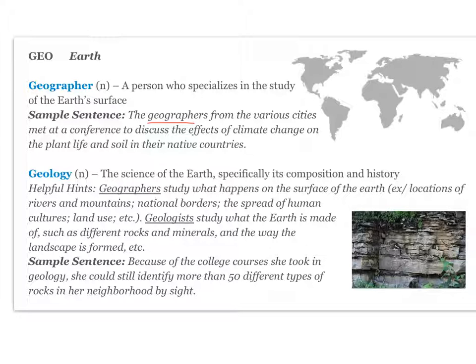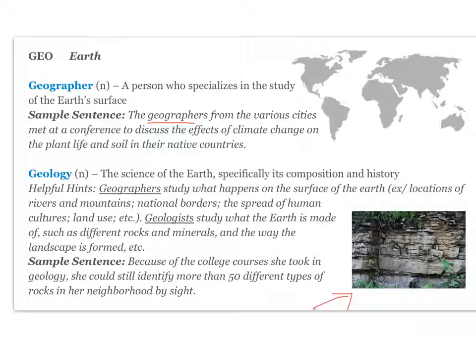Your next word is geology, which is a noun, and geology is the study of the earth, specifically its composition and history. So over here you have these rocks, right? So a geologist would study rocks and would understand things about the different layers of rocks within the Earth's surface. So part of geology is the study of rocks and the composition of the earth.